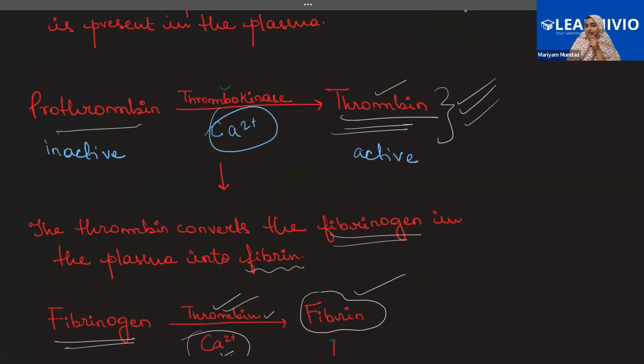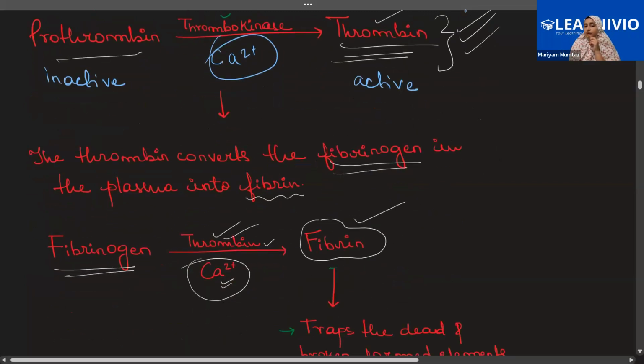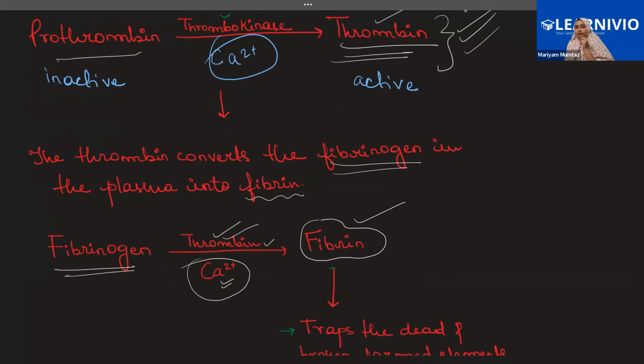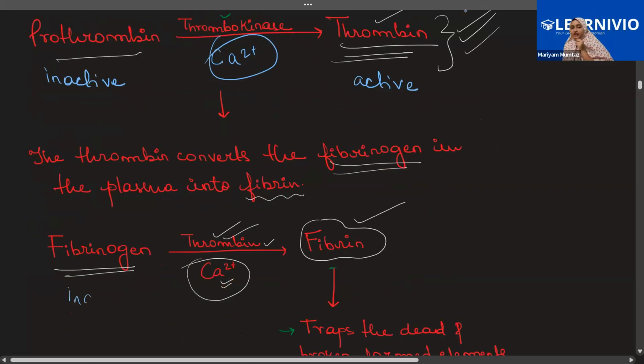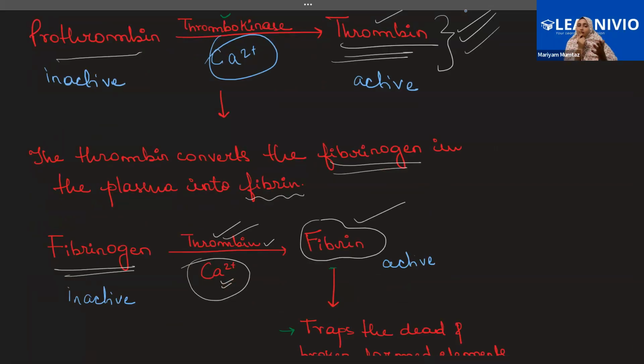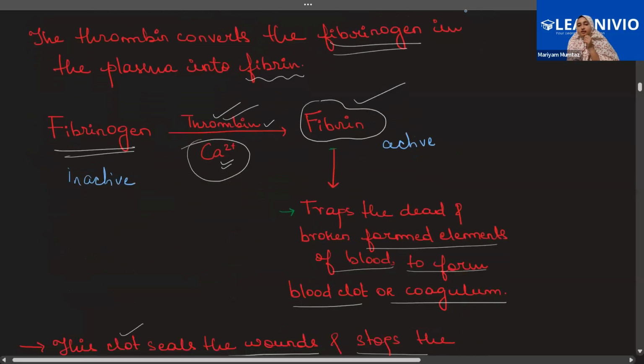So now this thrombin that is created will be responsible for converting the fibrinogen in the plasma to fibrin. So again, fibrinogen is inactive and in the presence of thrombin, it will get converted into fibrin that is active. These are all proteins that are present already in the plasma, but in the inactive form, right? If they were active, then the clotting of the blood would happen inside our body itself. So that is why they are inactive. They only get activated whenever there is an injury.